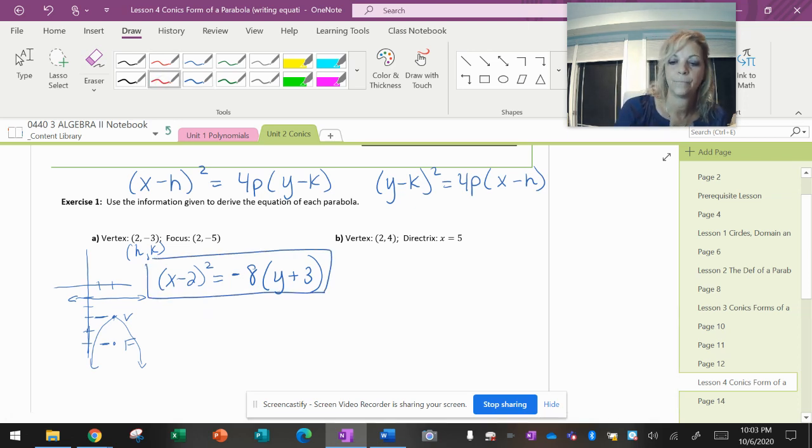Okay, let's try another one. Let's change the color. Why not? All right, so for this one, I've got two, you know what, I can tell right now, I'm not going to have enough space.